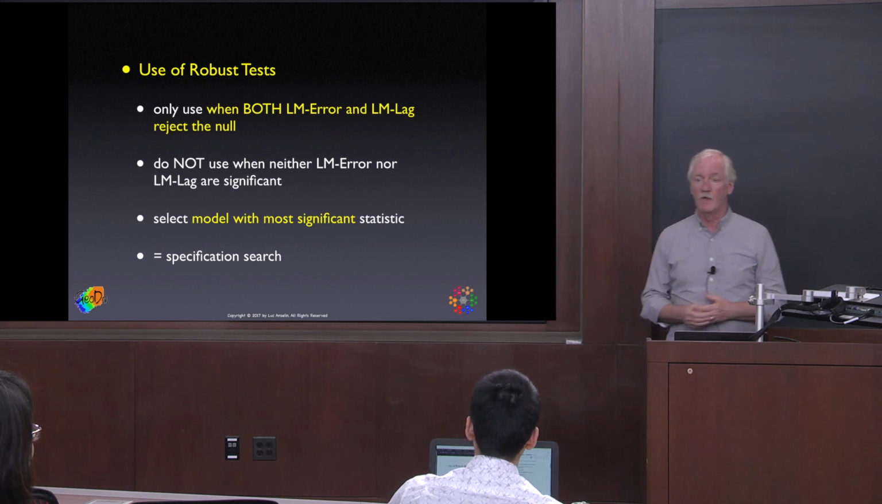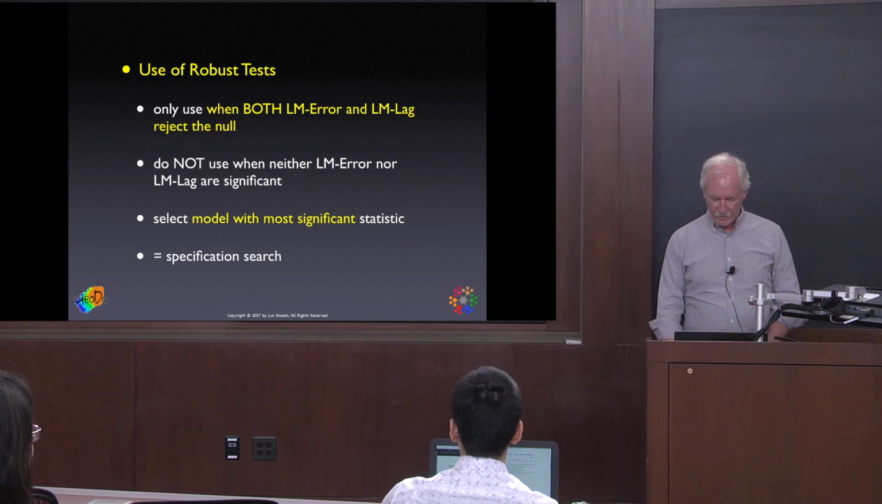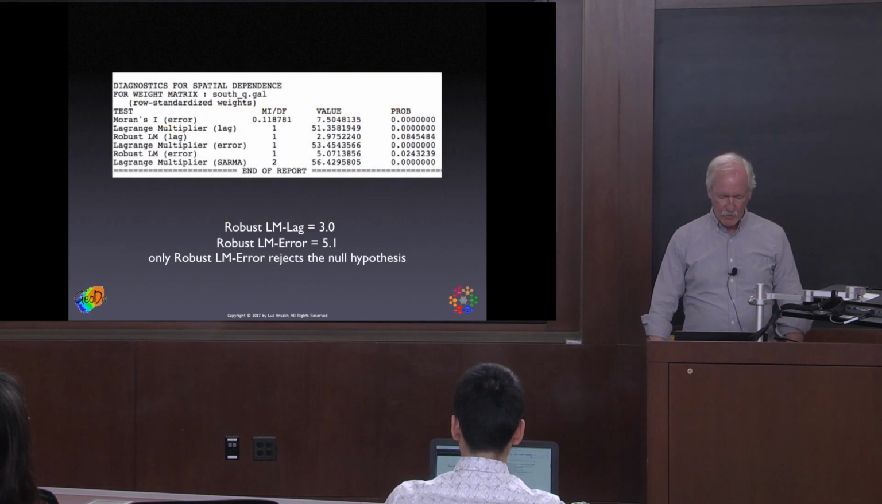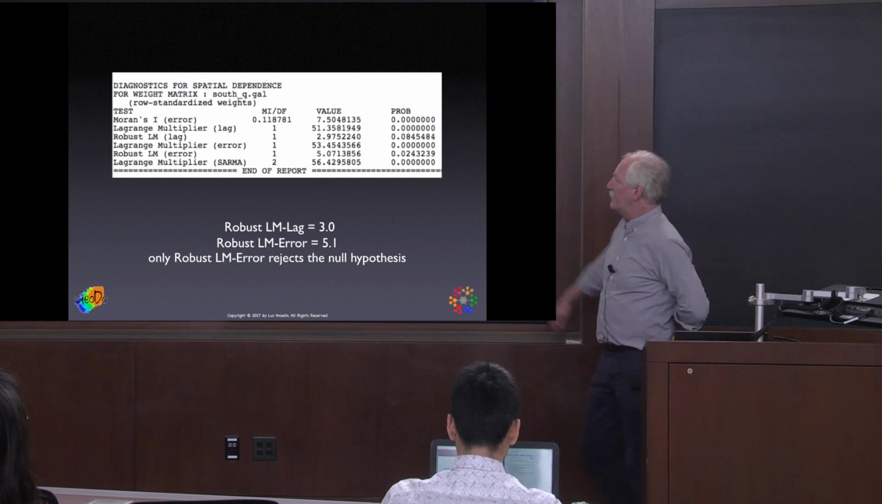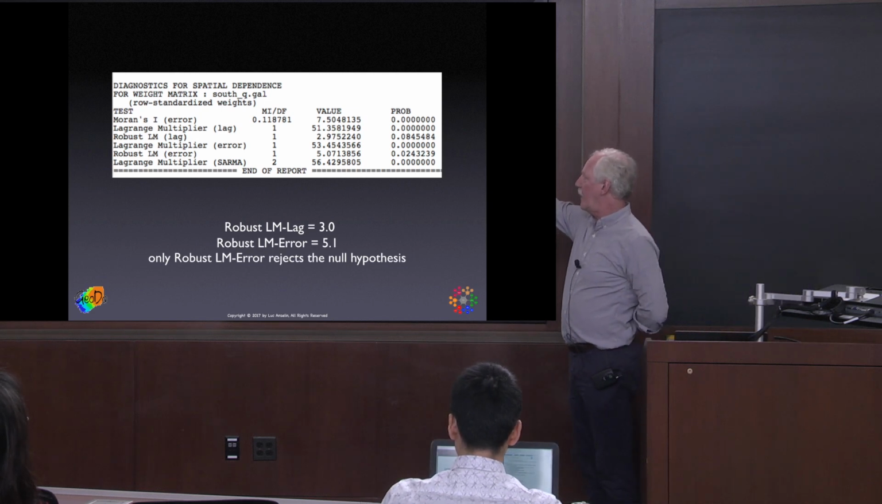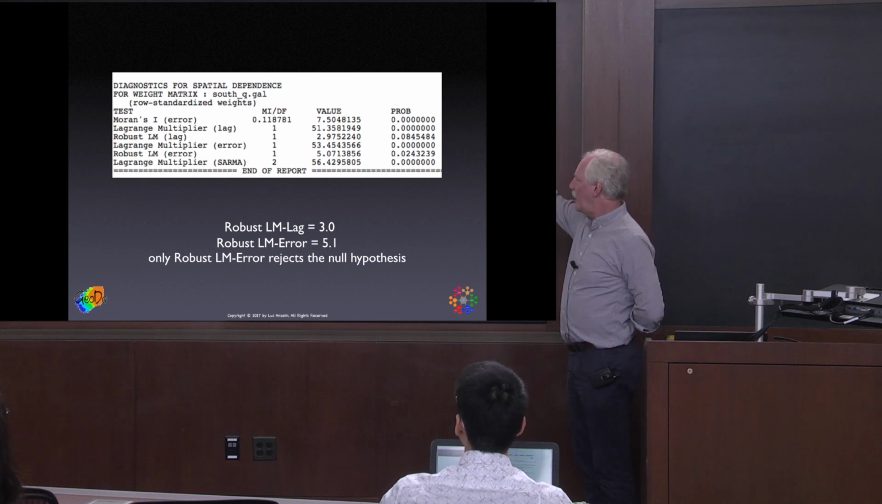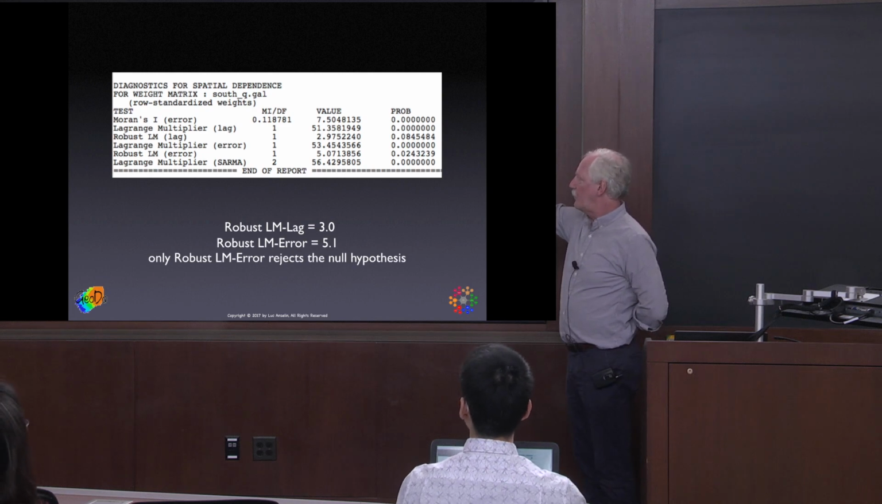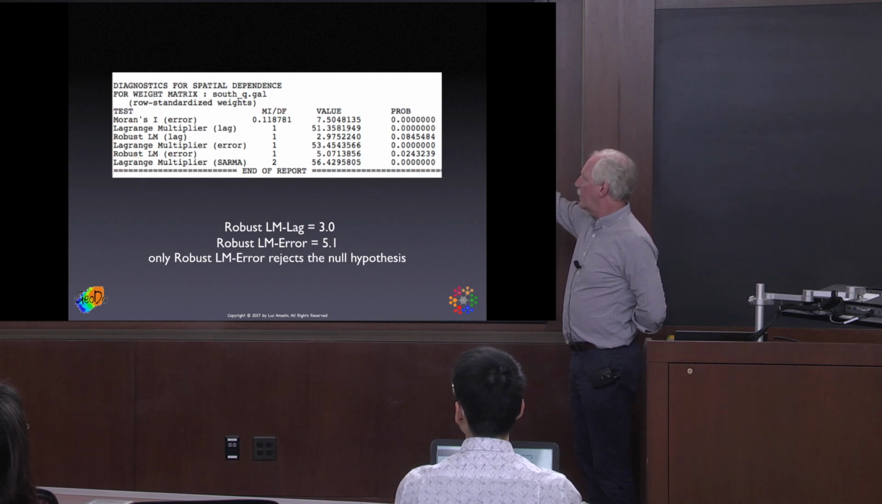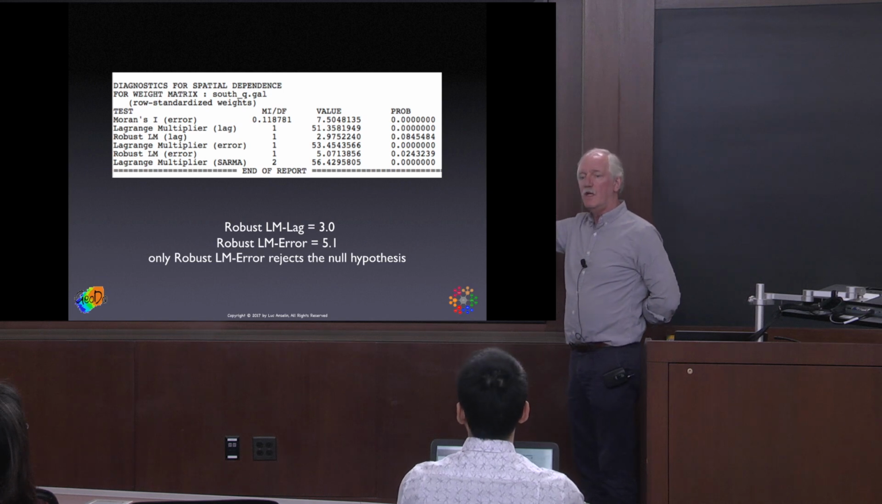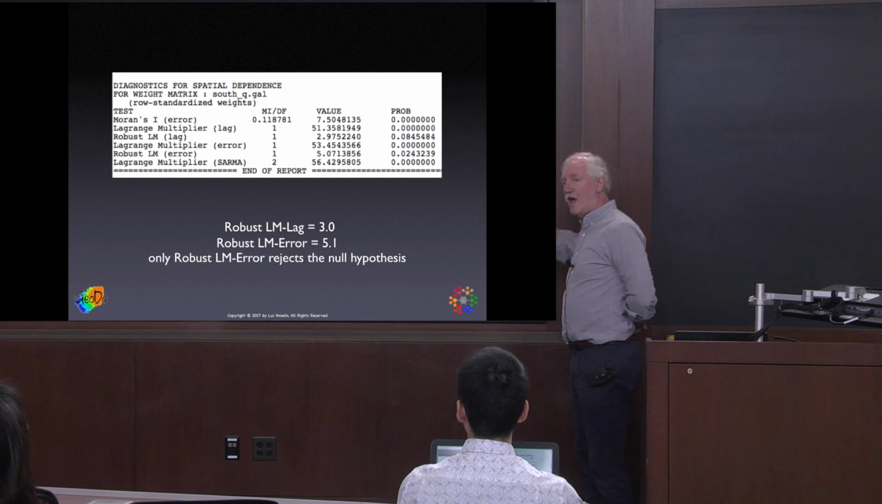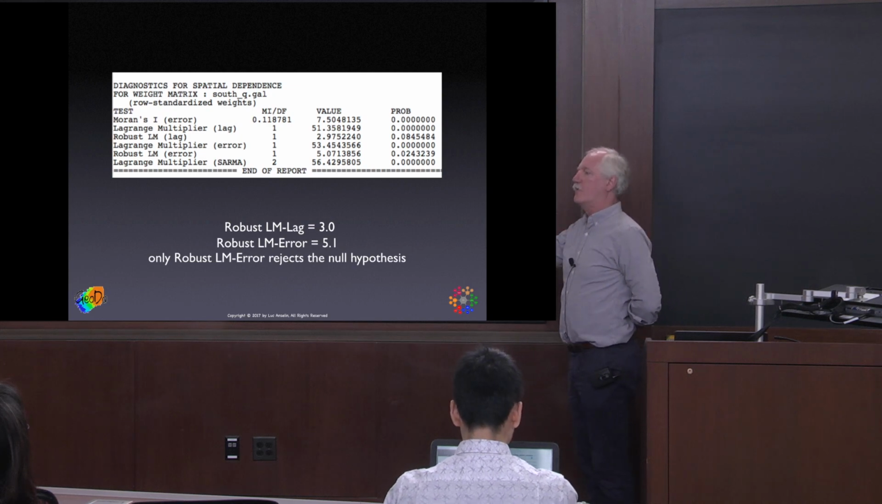That's always the problem in specification testing. So just to give you an example, this is a standard output that you would get in GeoDa. So we see Lagrange multiplier lag, 51, highly significant. Lagrange multiplier error, 53, highly significant, right? And then you see the robust forms, and you see how the robust forms really shrink. So we have corrected the effect of the other possible alternative.